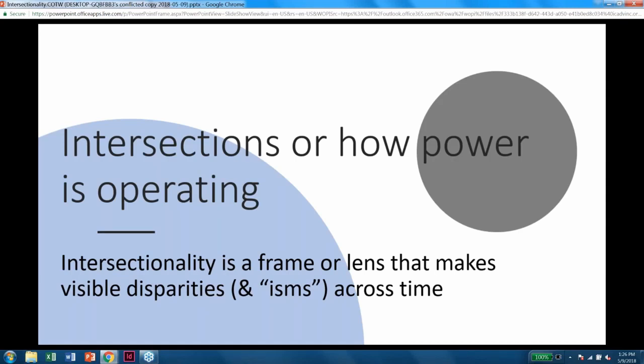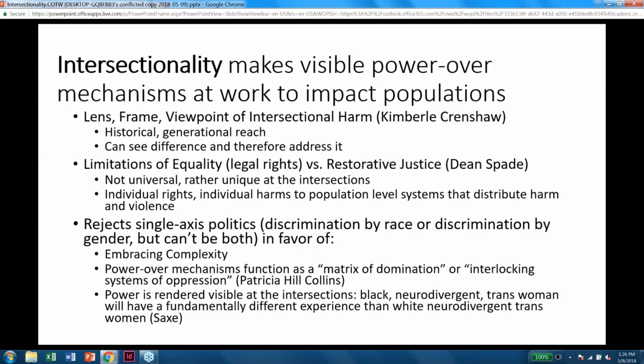So before I dive into what I want to talk about in terms of history, I want to provide a helpful lens that participants on this webinar in the field of violence prevention may have heard of, but perhaps not necessarily the attendees from the disability services and advocacy field, and that's intersectionality. Intersectionality is a frame that makes visible power over mechanisms that are at work to impact populations. It is a lens, frame, viewpoint of intersectional harm, historical, generational reach; we can see difference, therefore address it.